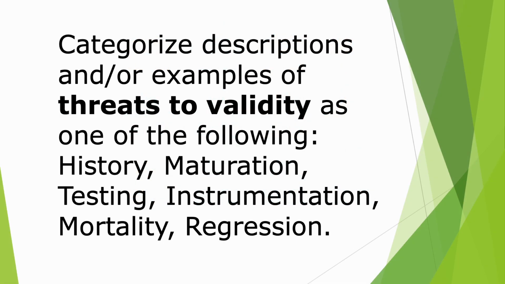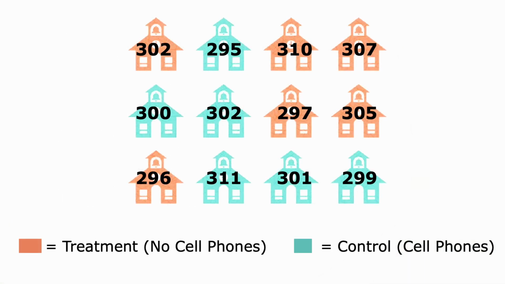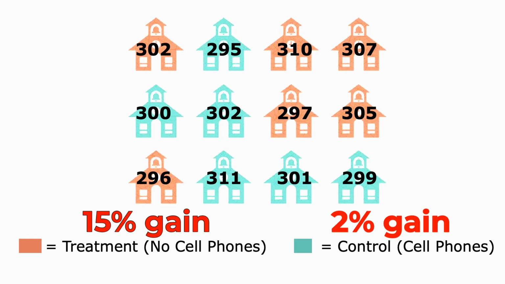Another important skill you need to design and interpret research studies is the ability to recognize possible threats to validity. Here's an example of a threat to validity. Suppose the schools in our cell phone study all had roughly the same number of students enrolled, about 300. And suppose at the end of the year, it turned out that the standardized test scores for students in the no cell phone group improved far more dramatically than those in the control group.